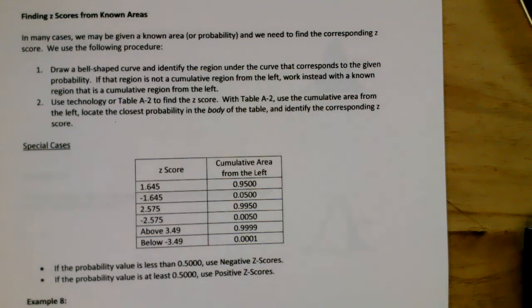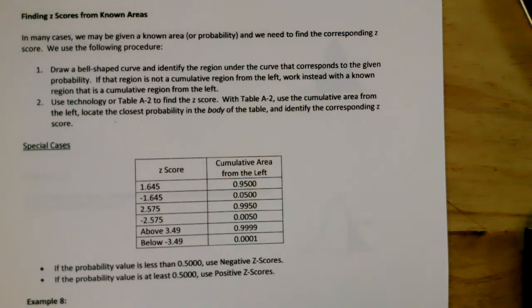Okay, and number two, you'll use technology or table A-2 to find the z-score. With table A-2, you want to use the cumulative area from the left. Locate the closest probability in the body of the table, and then identify your corresponding z-score.